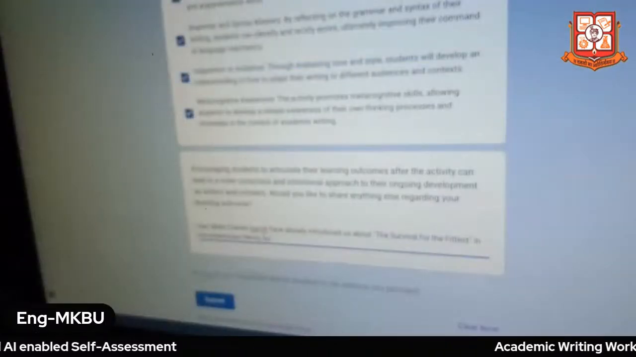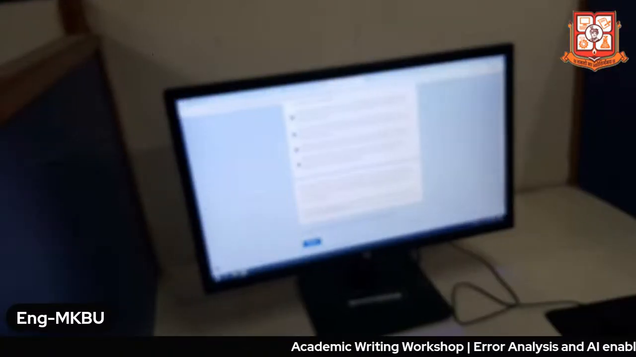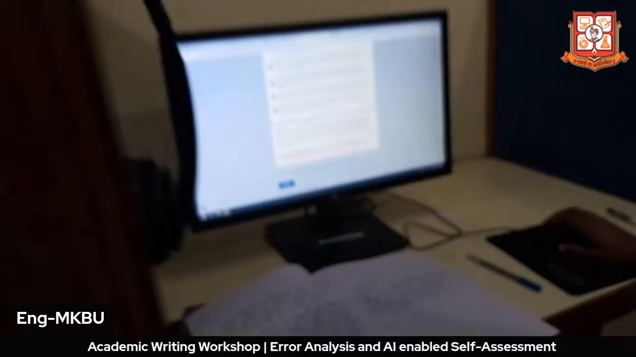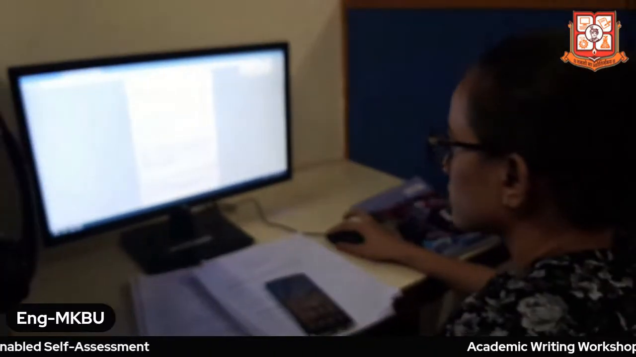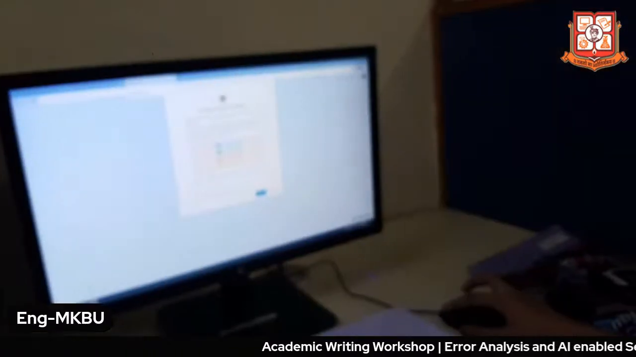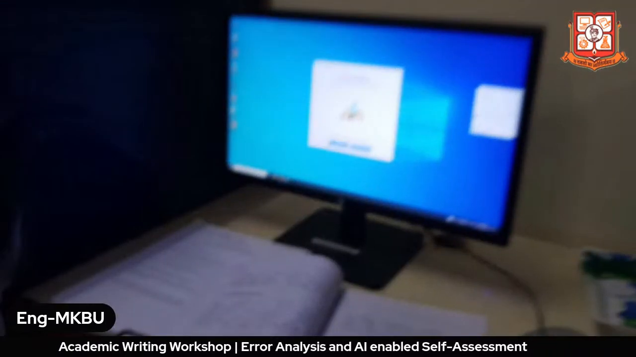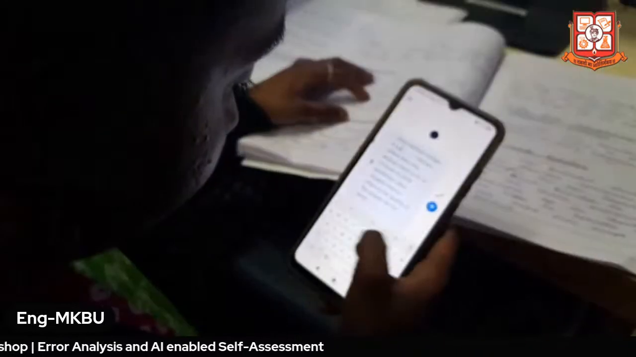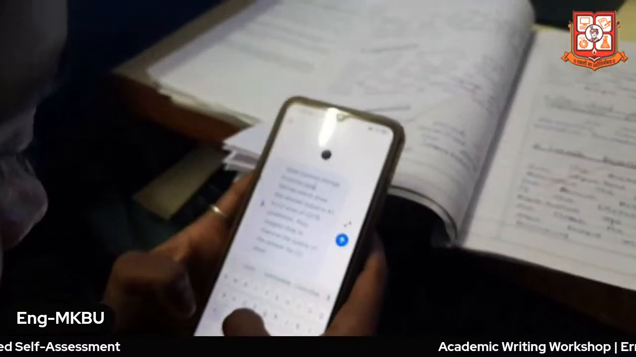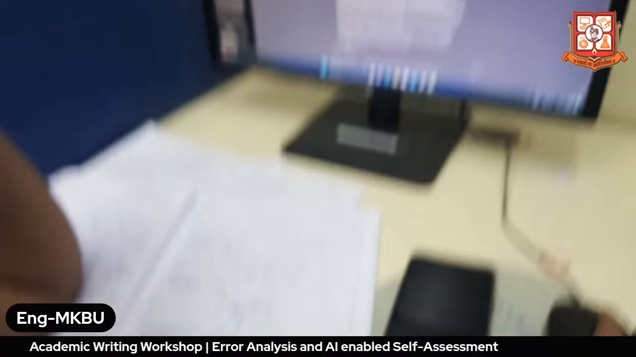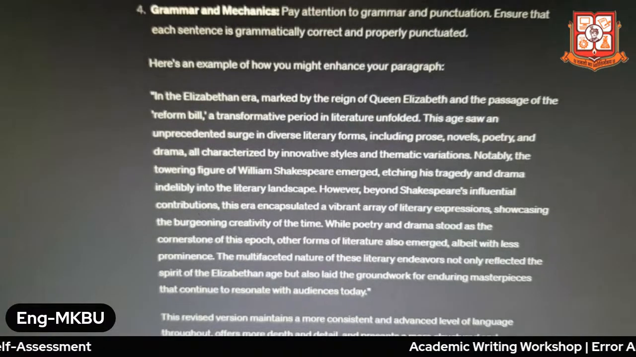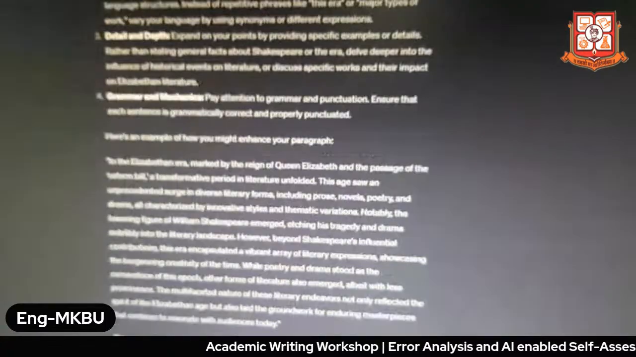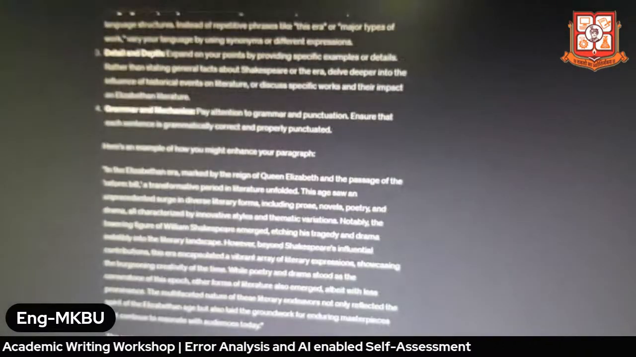You can also think of some of the words and then ask ChatGPT to write a personalized learning outcome in a better manner. Now it's working, no? Yeah. Okay. You're still not working on this. An example of how you might enhance your paragraph. Okay, so what are the points of enhancement you get? Grammar and mechanics, detail and depth, and language complexity, clarity and structure.